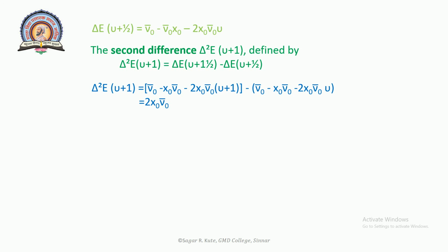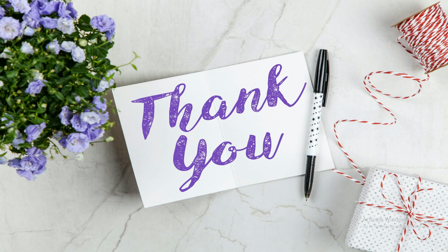If the analysis is correct, the second difference of the lower electronic state should also lead to the same value for −2x″0ω″0 as that obtained from the first difference. Similarly in the case of the upper electronic state. Now in this lecture we have discussed vibrational analysis of band system. Thank you so much.